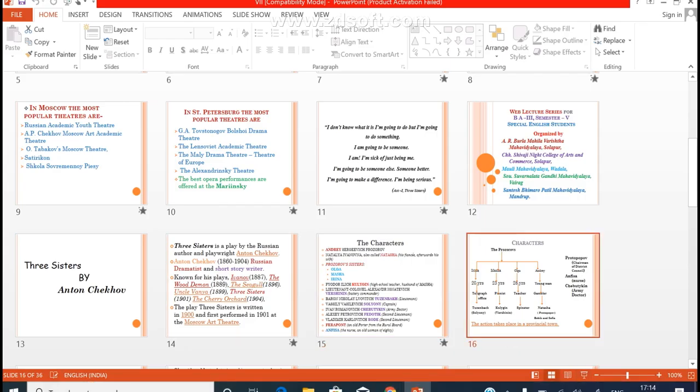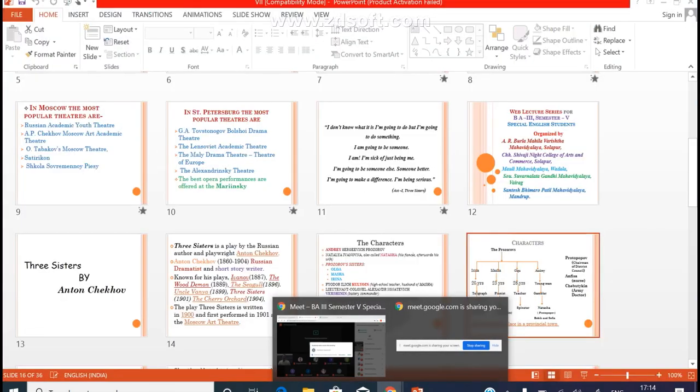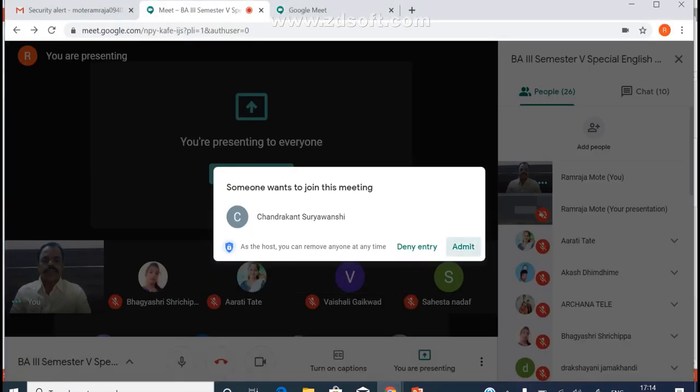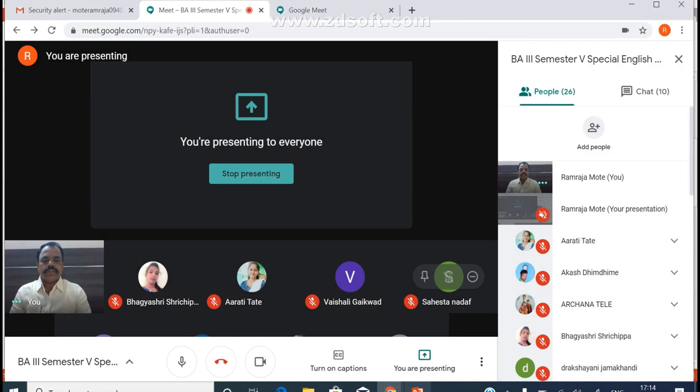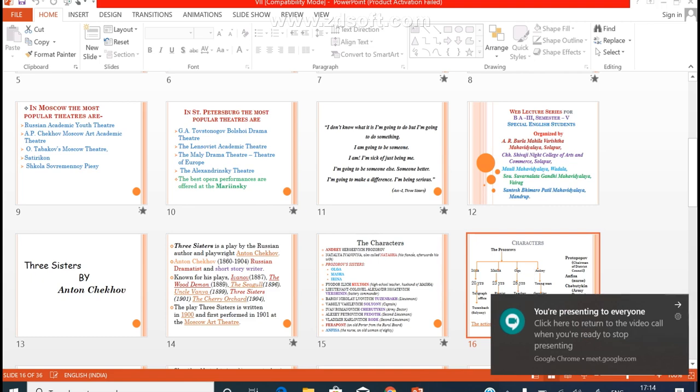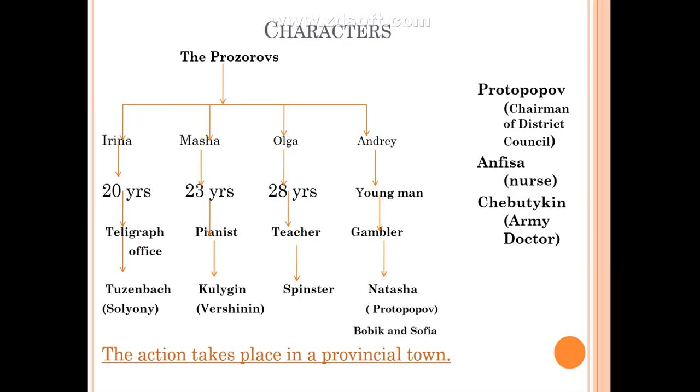So here we can find that these characters are very helpful to understand. See, these are the three sisters, Irina, Masha, and Olga. Andrei is the only son, as we discussed in the last lecture, and this tree diagram shows their age. Andrei was the youngest one, then Masha, Irina, and Olga. Olga was the elder daughter, Masha is the middle, and Irina is the youngest daughter.